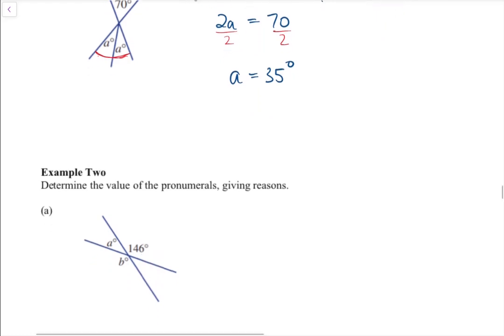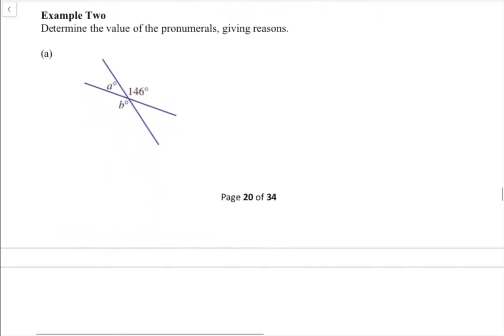Example 2. Determine the value of the pronumerals, giving your reasons. Well, the first one that's the easiest is looking at the 146 degrees and the B degrees. They're vertically opposite. So B equals 146 degrees because they are vertically opposite. Finished.